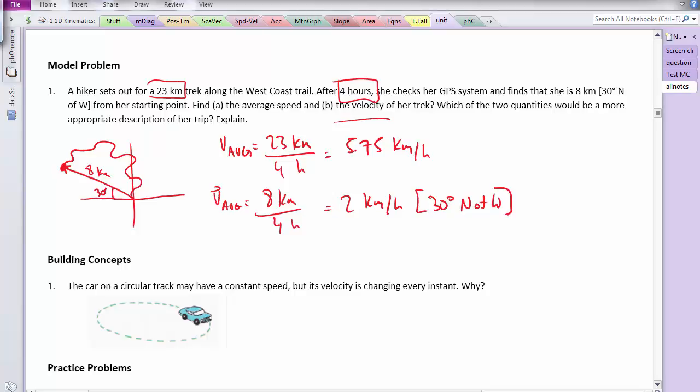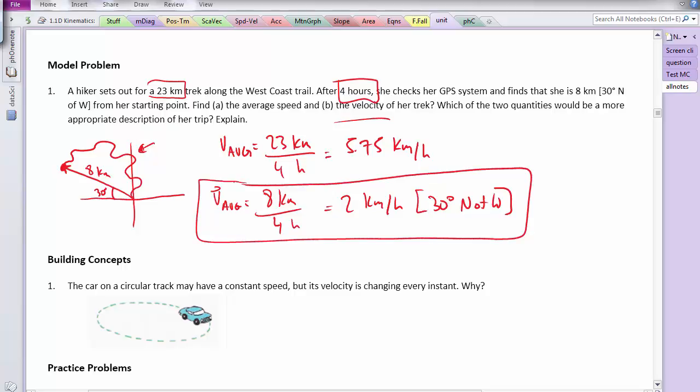So which of these would be more appropriate to describe her trip? Because she changed her direction so often, the average velocity wouldn't be super useful. It wouldn't tell you anything useful because she's changed direction so often. What's probably more useful in this case is average speed because we don't have to take direction into account, so you can say her average speed was 5.75 kilometers per hour.